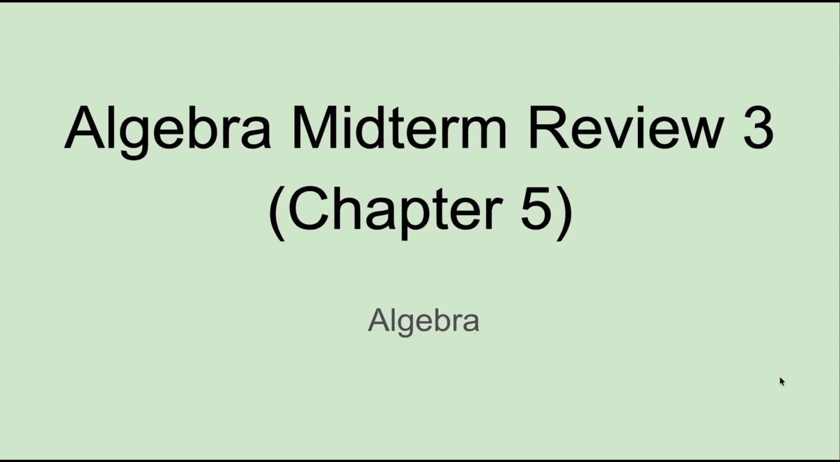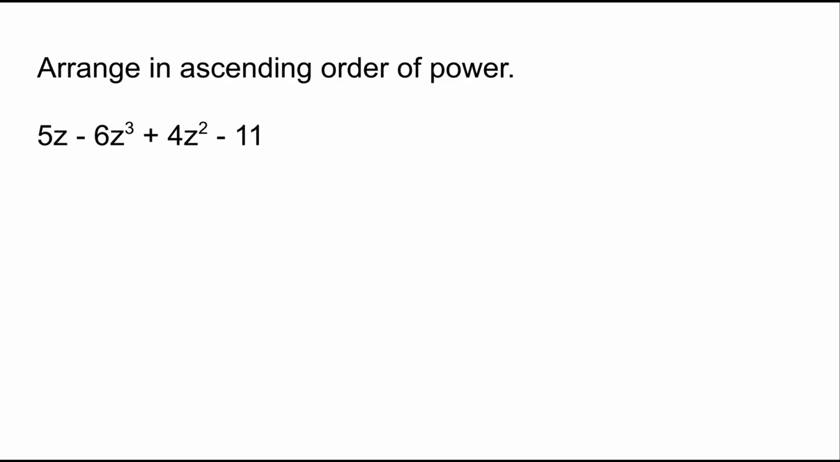This one's going to be over Chapter 5. Should be the freshest in your mind because we just went over this a couple weeks ago. So, it's arranging in ascending order of power. Ascending means going from smallest to largest. So our smallest would be negative 11, followed by 5z, and then positive 4z squared, and then negative 6z cubed. We're only looking at the powers. So 3, 2, 1, and this one has a power of 0.